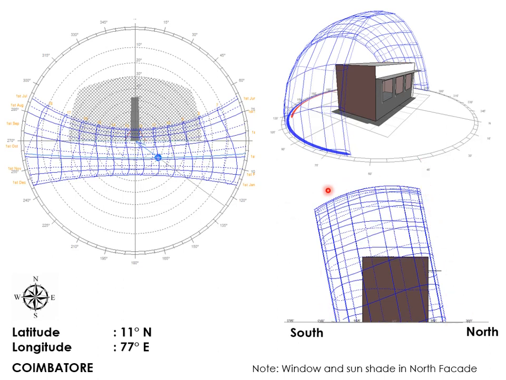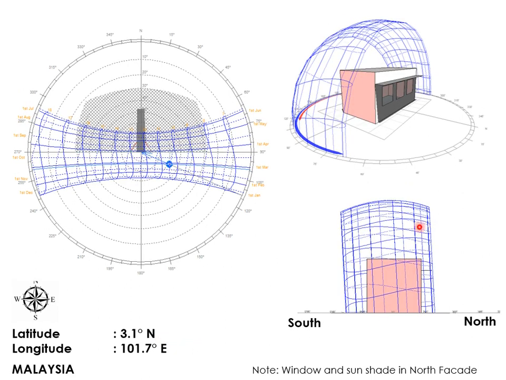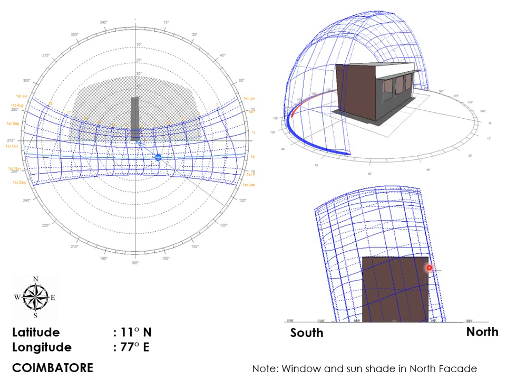The altitude of the sun varies according to the seasons and according to the months. So again, the tilt is also seen in the stereographic projections, and you can also see the sun path in the three-dimensional part. It's at 11 degrees north. We saw previously about 3.1 degrees north. You can see this tilt here, and at 11 degrees north it's a little bit tilted towards the south because it's in the northern hemisphere.